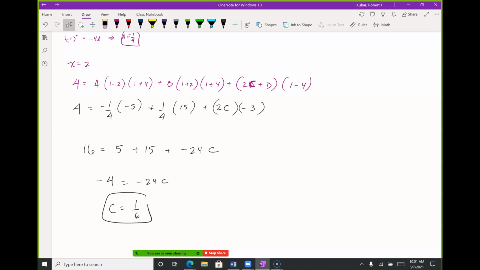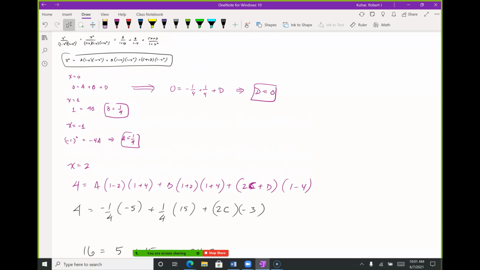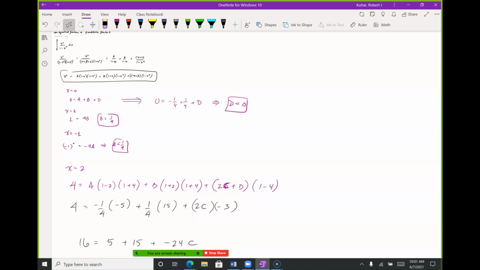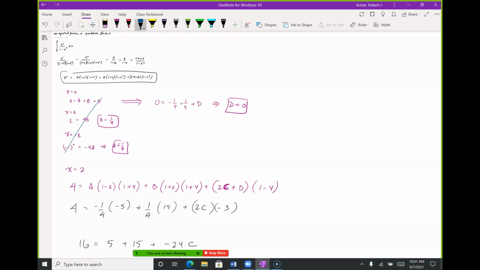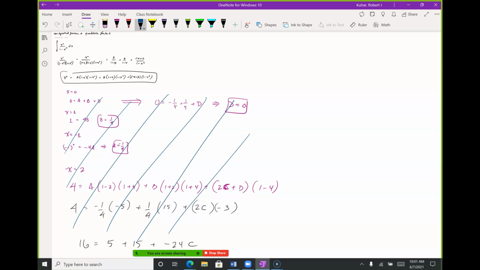I made a mistake somewhere. It can be on A. I got A as 1 over 4. Positive 1 over 4? Yeah, I got the same. Yeah, so did the book. Okay, so I screwed up. It's okay. Life goes on. I'm just going to cheat and say what the book got.